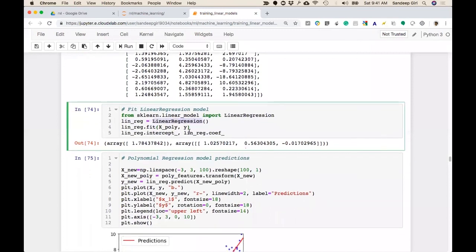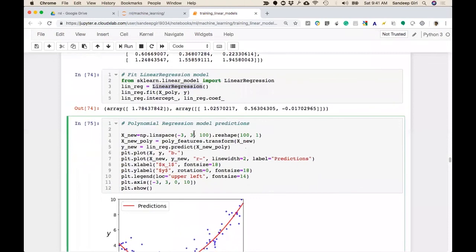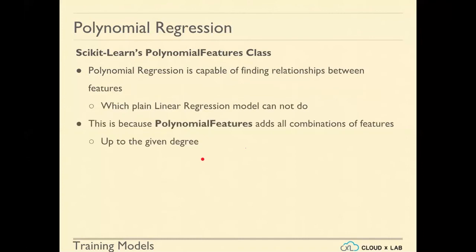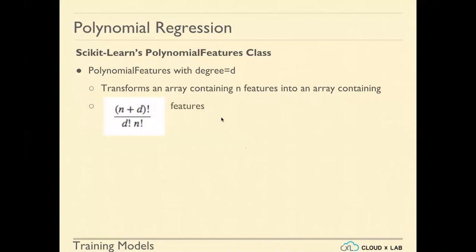Now moving ahead. So here this was linear regression model. All right. Now, if you have, say, n number of columns, and you are introducing the features with degree d, how many features will you get? You'll get n plus d factorial divided by d factorial n factorial. Okay? So it transforms an array containing n features into an array containing n plus d factorial divided by this. Okay, I'll describe why it is so. I think this will give you a good picture.